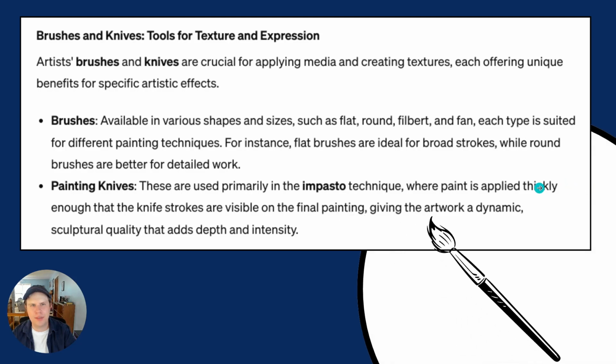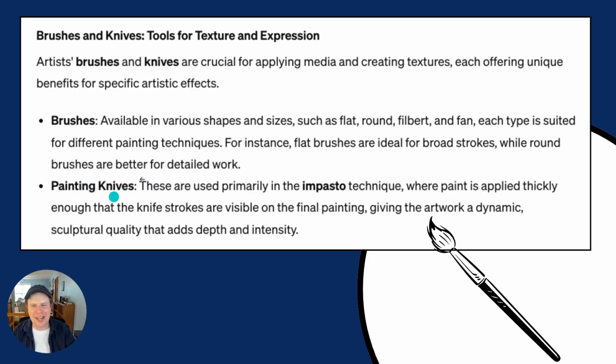Now, brushes and knives are tools for texture and expression. Artists' brushes and knives are crucial for applying media and creating textures, each offering unique benefits for specific artistic effects. Brushes are available in various shapes and sizes, such as flat, round, filbert, and fan. You don't need to remember all those, but you can start connecting them to brushes. Each type is suited for different painting techniques. For example, flat brushes are ideal for more broad strokes, while round brushes are better for very detailed work.